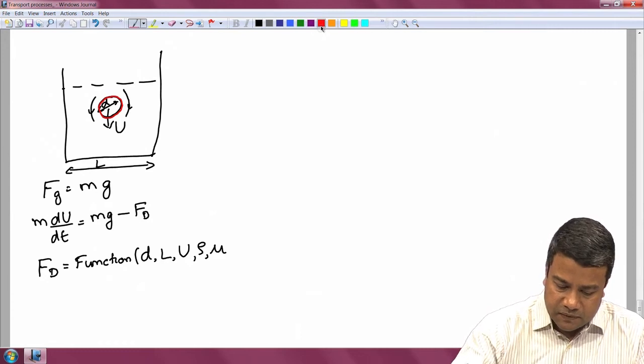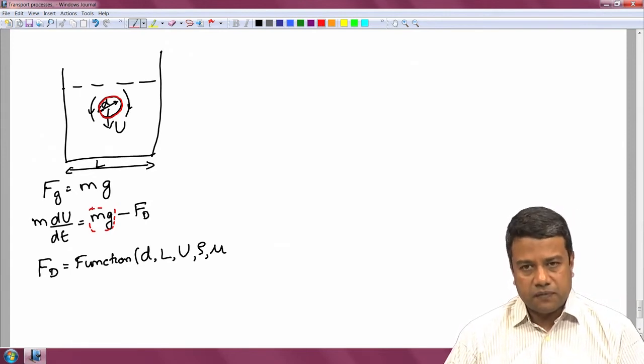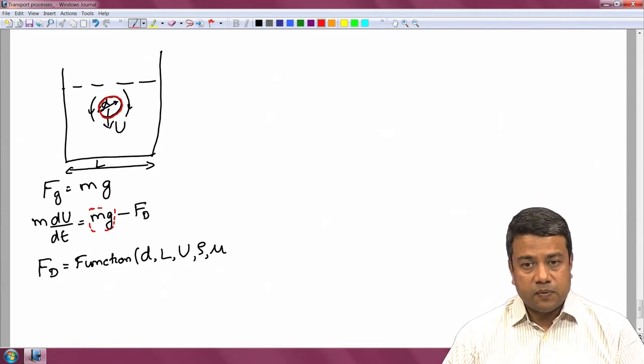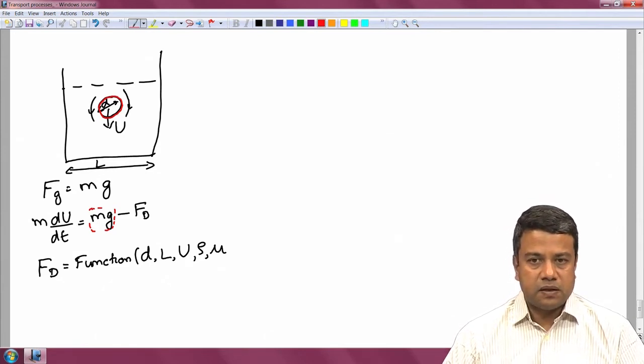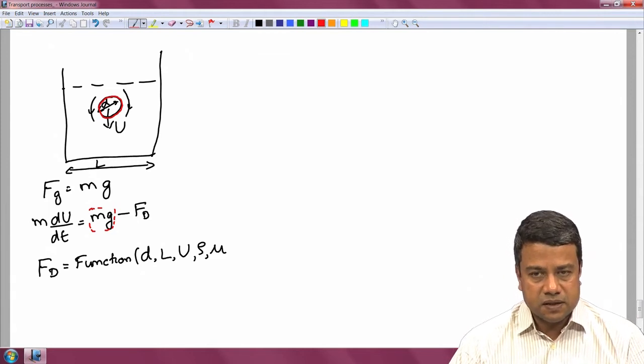That is a separate force in itself. That is what we call a body force, a force that is exerted on the body. It is proportional to the volume of the material or the mass of the material. Whereas the drag force is due to a surface force, due to the force exerted on the surface of the particle due to the motion of the fluid.